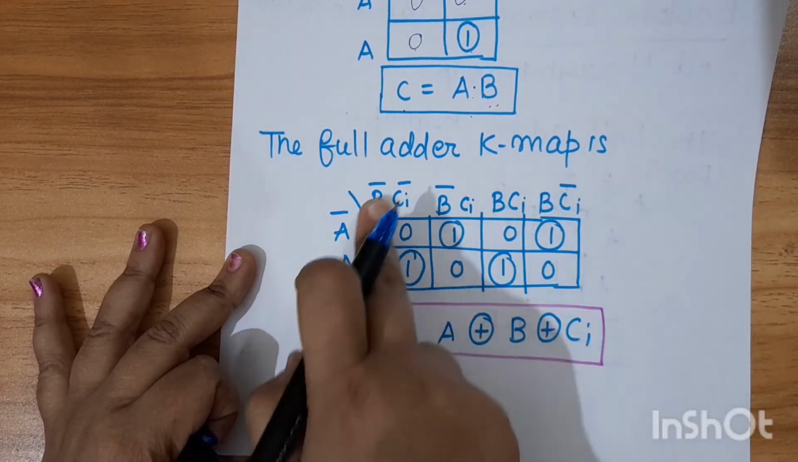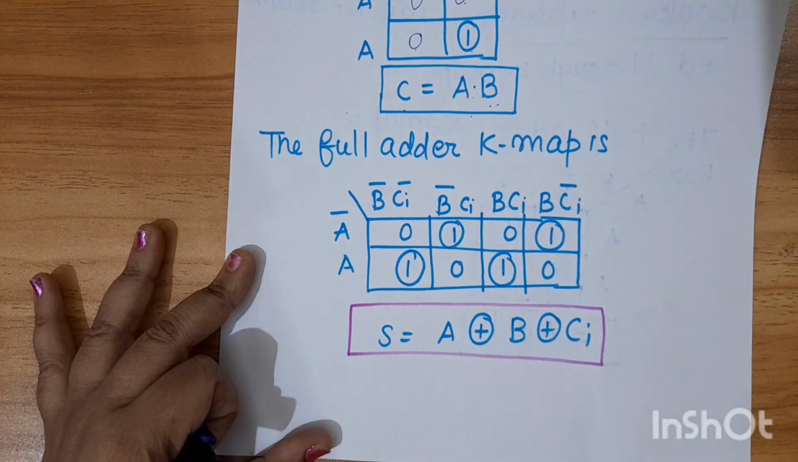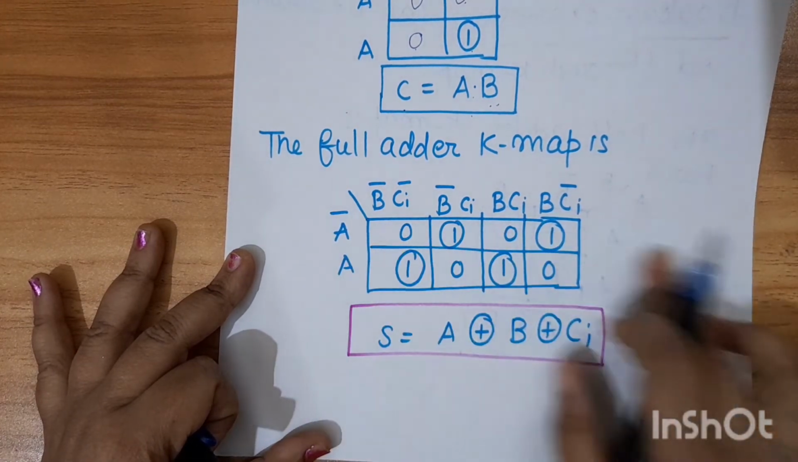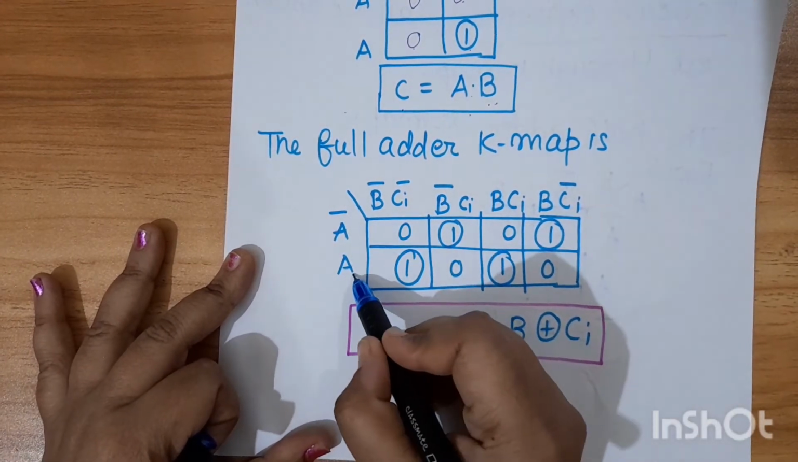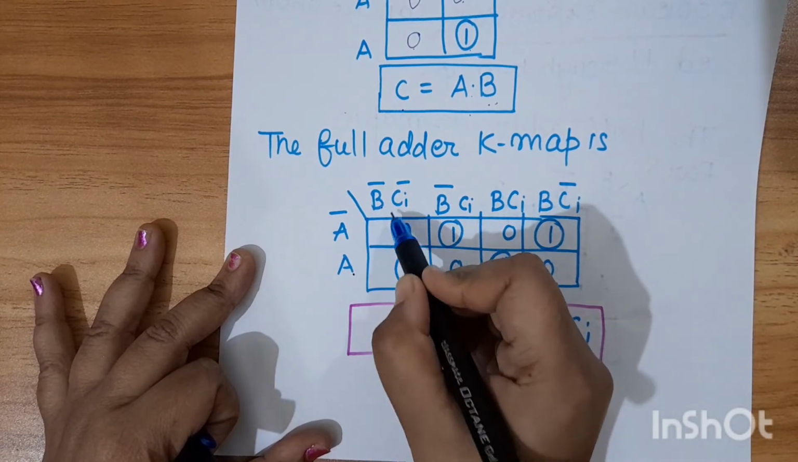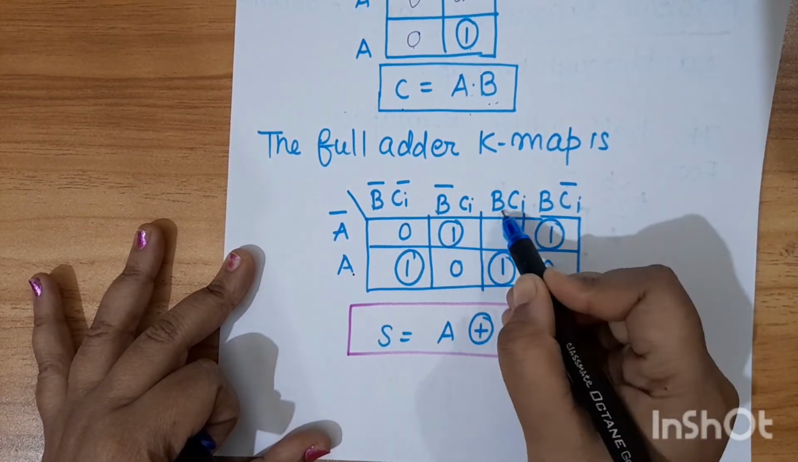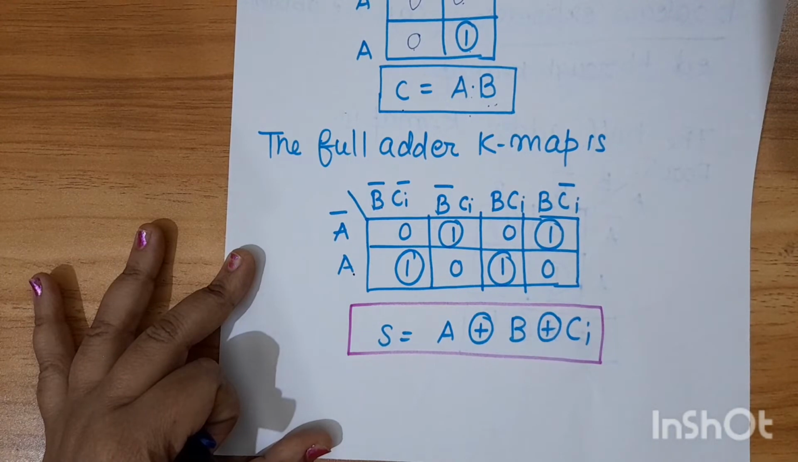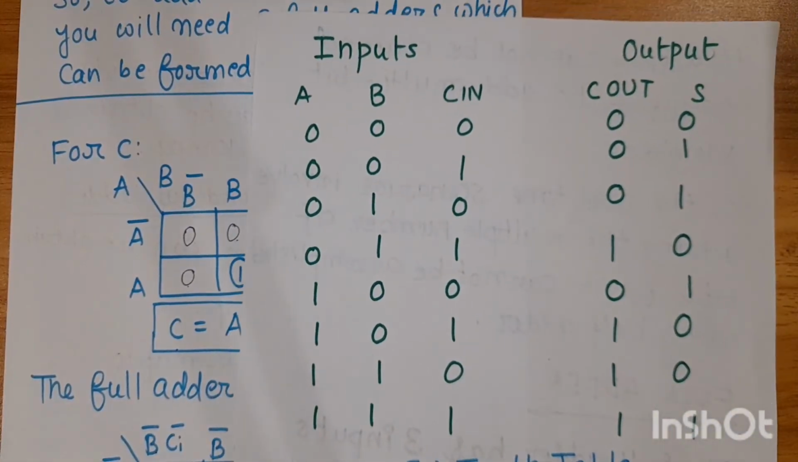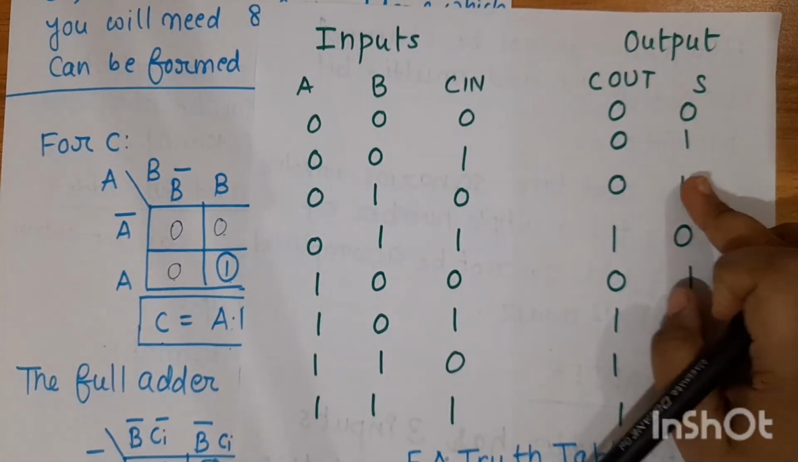And this is how we make the boxes for the 3 variable K map. A bar, A. Here it is B bar C bar, B bar C, B C, B C bar. Now from the truth table you see what are the cases for sum equal to 1.